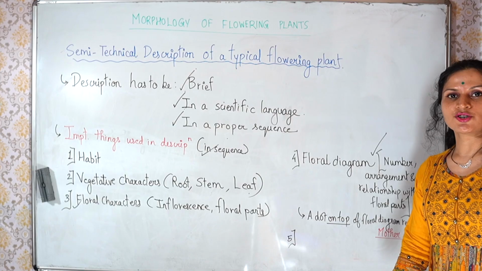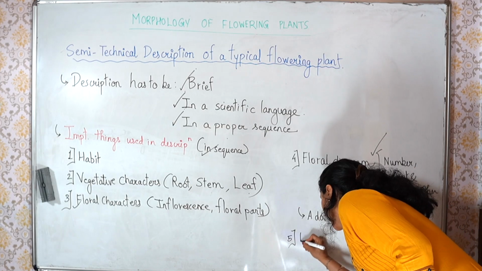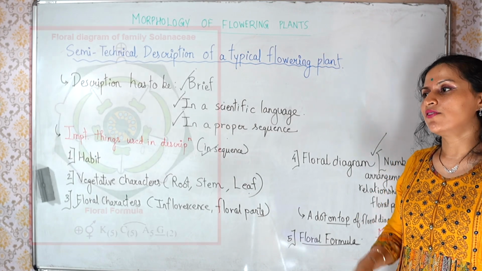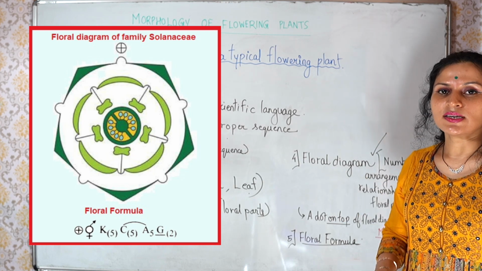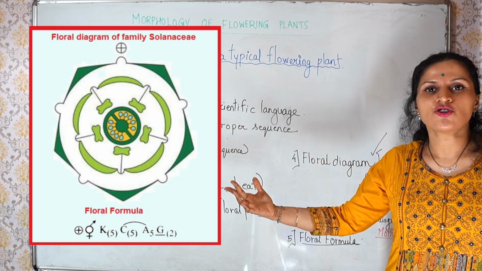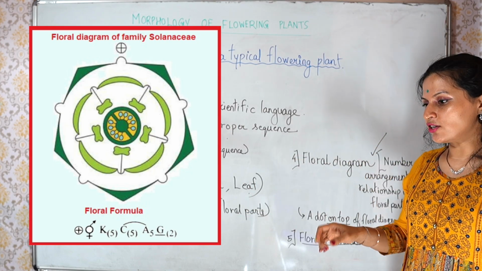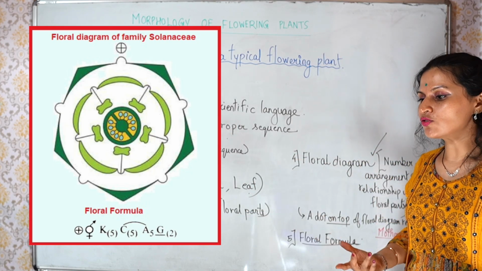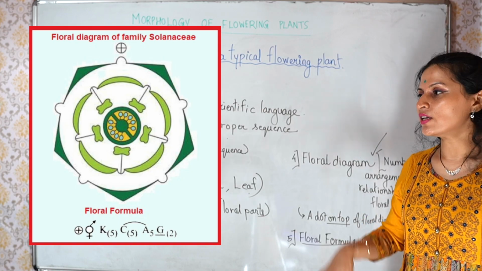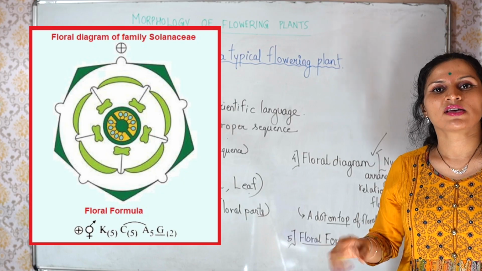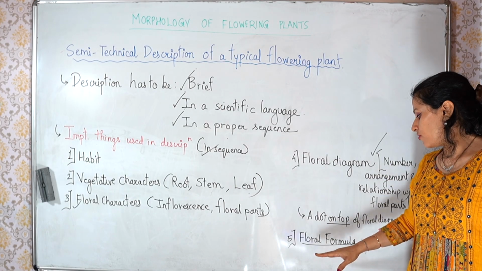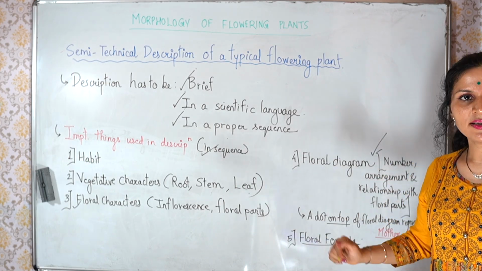Next thing in the description is the floral formula. A floral formula will have a set of 6 to 7 symbols. These symbols are a symbolic representation of that flower. By just looking at a set of 6 to 7 symbols, you will be able to say so much about that plant. You can write almost a paragraph about that plant just from a set of 6 to 7 symbols. We will be looking at the floral formula in some more detail in this lecture.